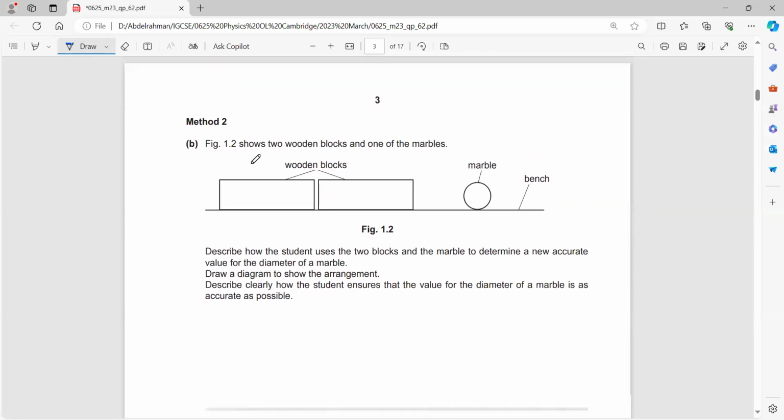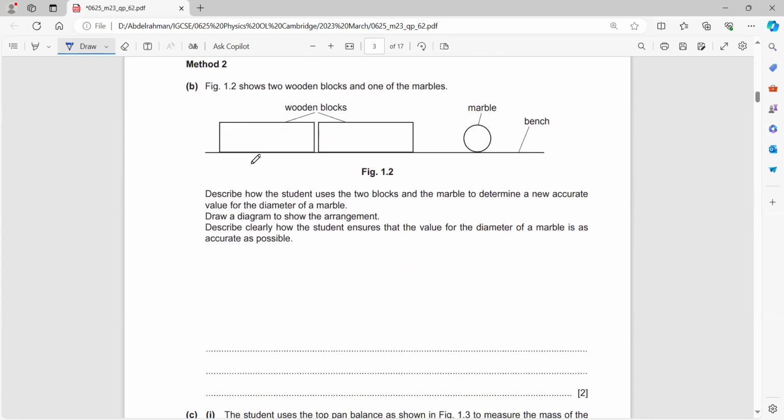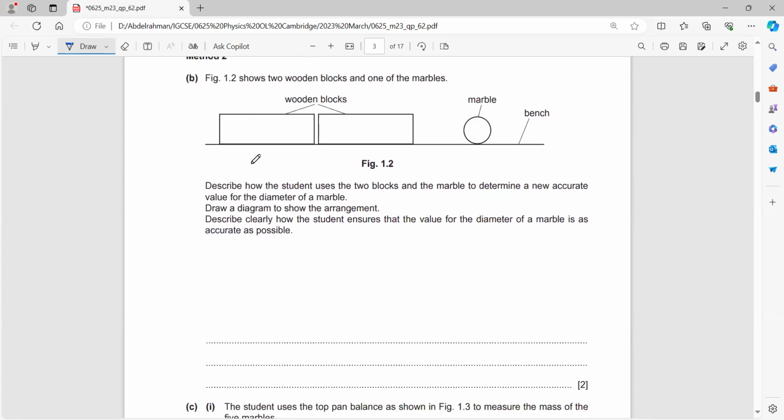Okay, we have another method. Two wooden blocks. Describe how the student uses the two wooden blocks and the marble to determine a new value for the diameter of a marble. It's quite easy. What will he do? Very simply, put the marble between the wooden blocks and measure the distance.